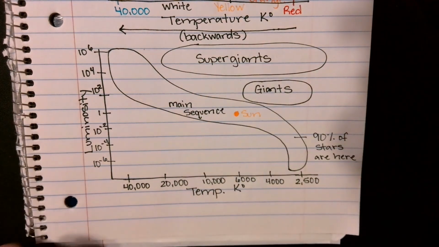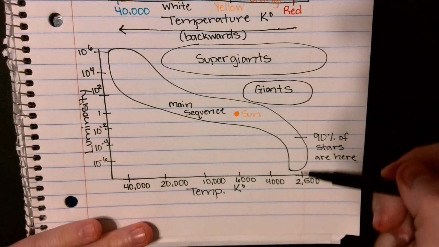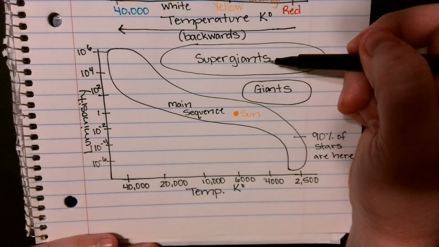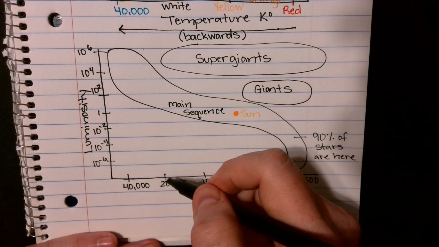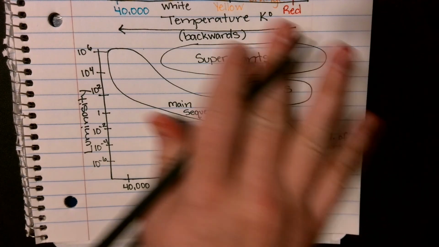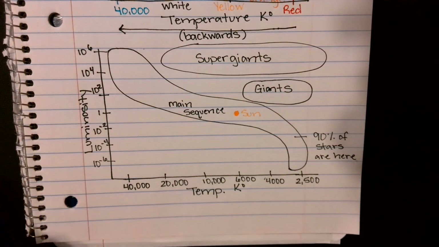And again, their color is going to be based on where they're at. So if they're down here, they might be a red giant. If they're over here in the 4,000, they might be an orange giant. If they're all the way over here in 20,000, they might be white giants. But these are your supergiant categories.